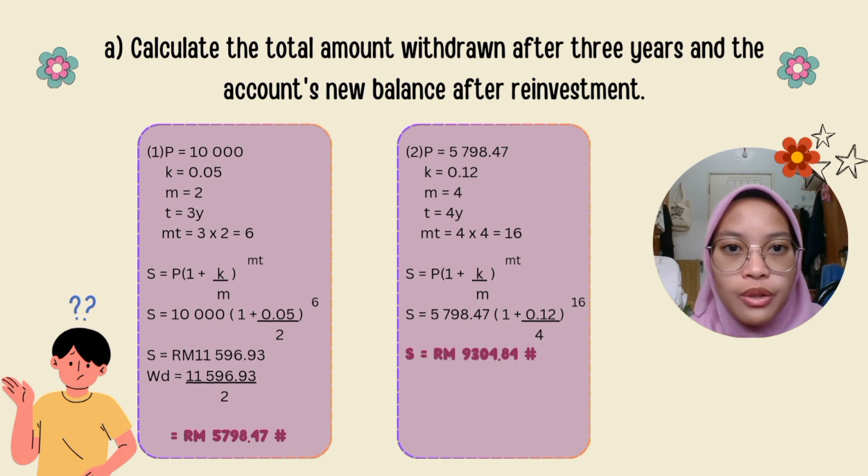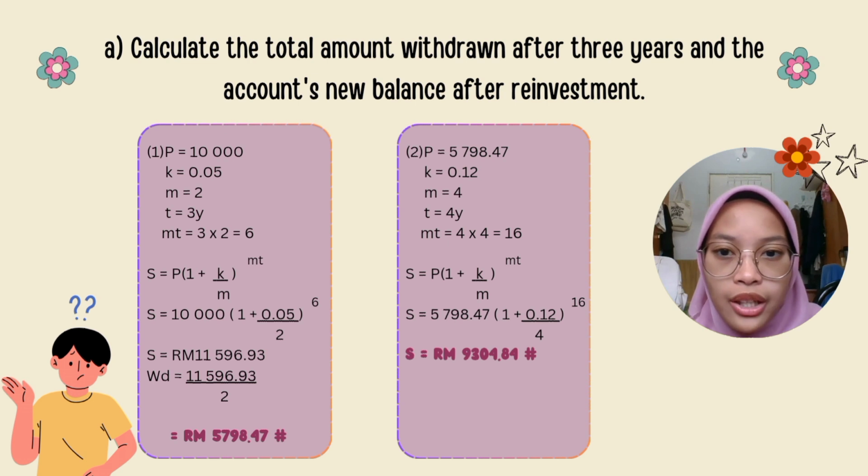So, we have to search the total amount withdrawn after 3 years first. So, step 1, P is 10,000, K is 0.05, M is 2, T is 3 years, and MT is 6. So, we will use the formula S equals P in brackets 1 plus K over M, to the power of MT. So S is 10,000 in brackets 1 plus 0.05 over 2, to the power of 6. So we will get RM 11596.93. So Malik withdraws half of the total accumulated.